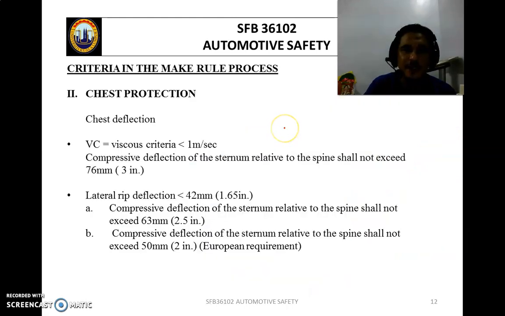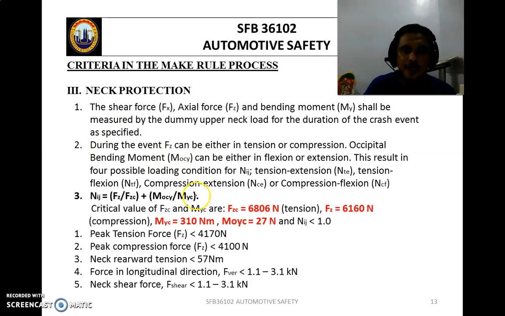The second one is chest protection. For chest protection, the target is that the viscous criterion movement must be below 1 meter per second. Another important thing is neck protection, how to avoid spinal injury. How do we calculate spinal injury? We use the NIJ. This is the NIJ: FZ over FZC plus MOYC over MYC. The target of NIJ must be below 1.